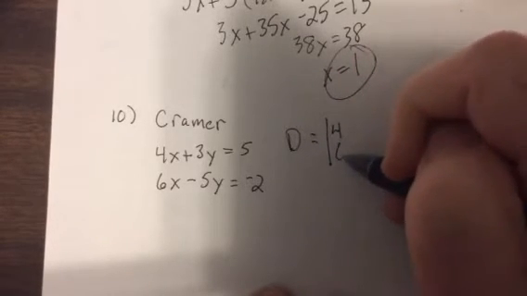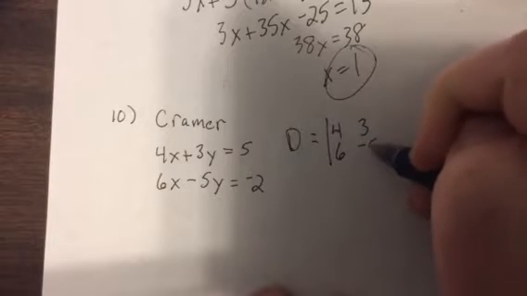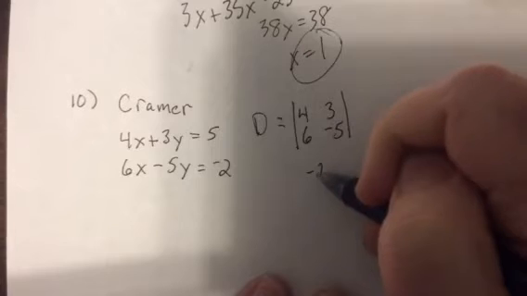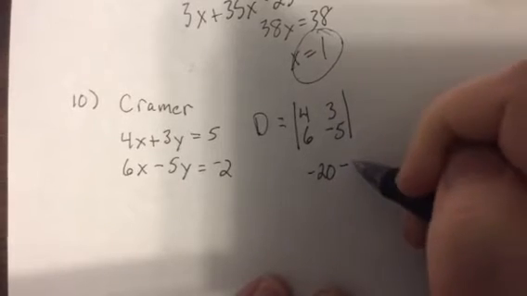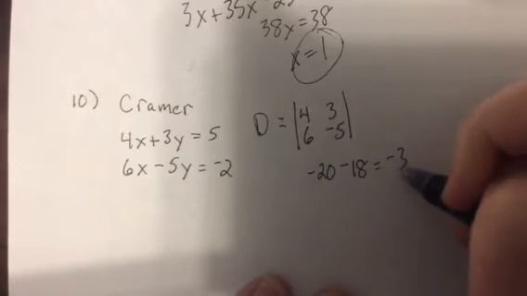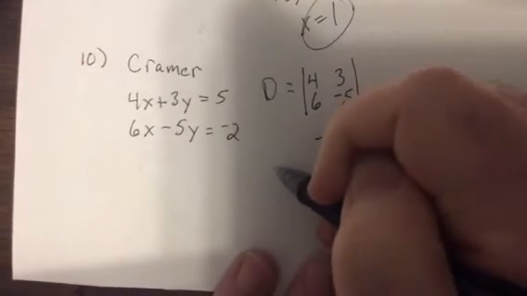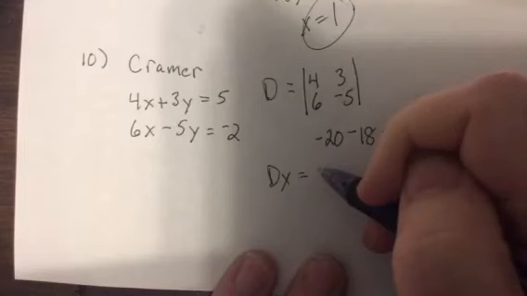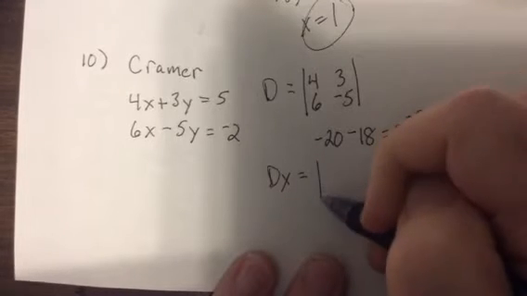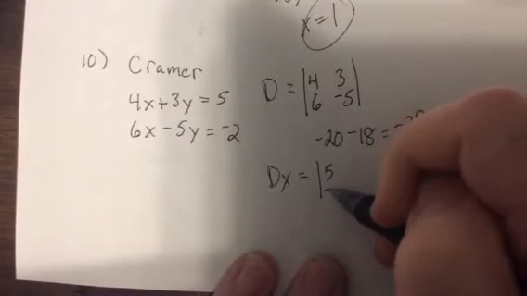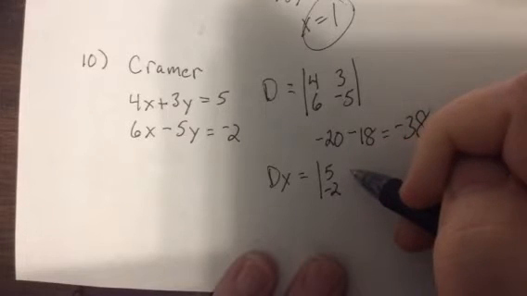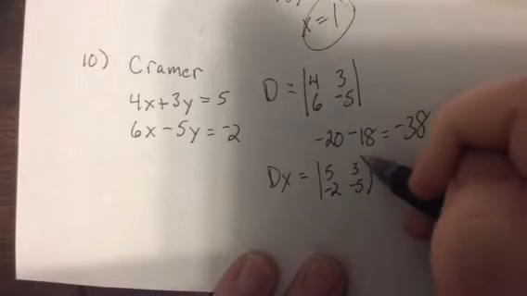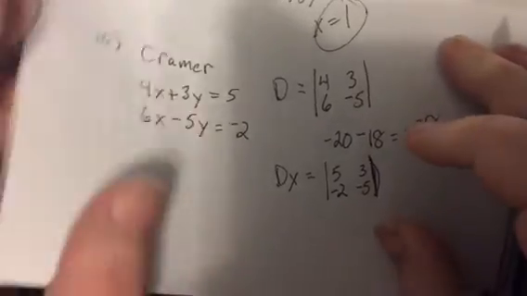Remember, it's 4, 6, the coefficients. So this would be negative 20 minus 18 is negative 38. Then we have dx, which is, we switch the coefficients of x with the constants. We leave the coefficients of y.